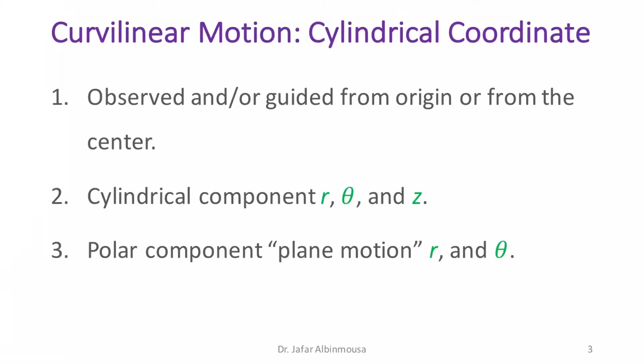Cylindrical motion is either observed or guided from the origin or from the center. Whenever we have a three-dimensional motion, we can describe it by cylindrical components r, theta, and z. If we have a motion which can be described in two-dimensional space, we call it planar motion or plane motion, then we use polar components, which are only r and theta.